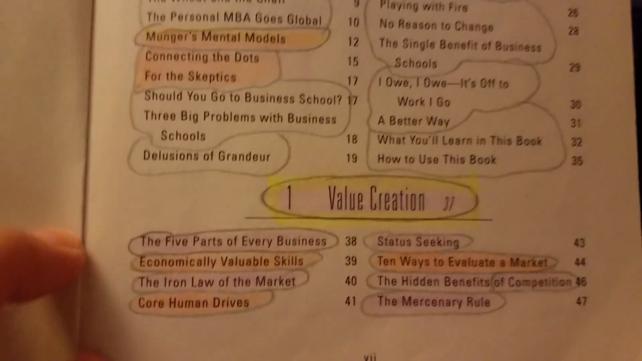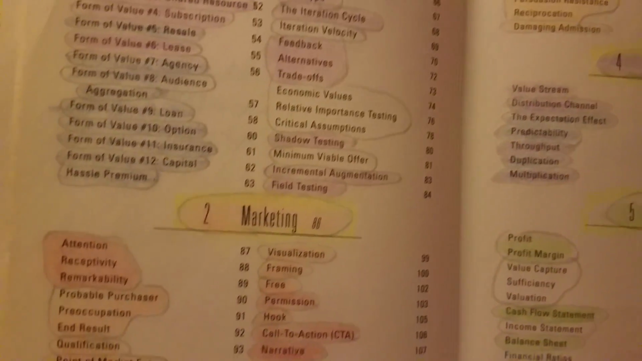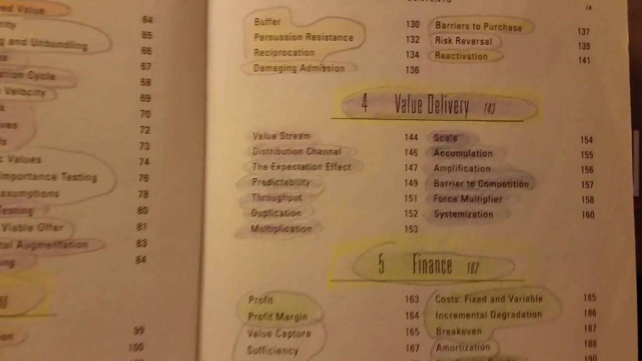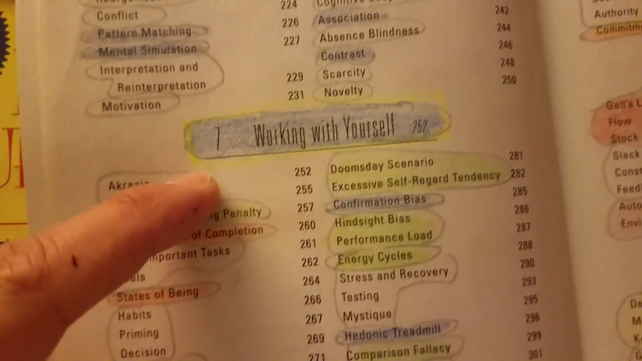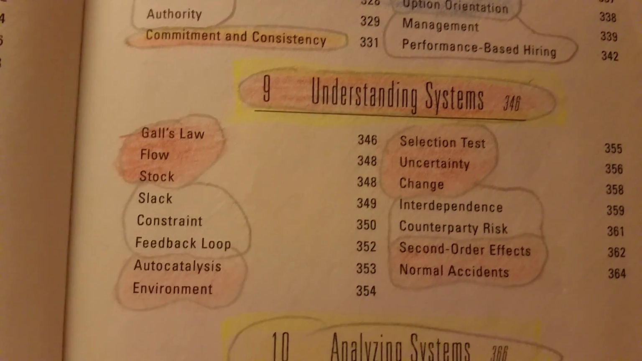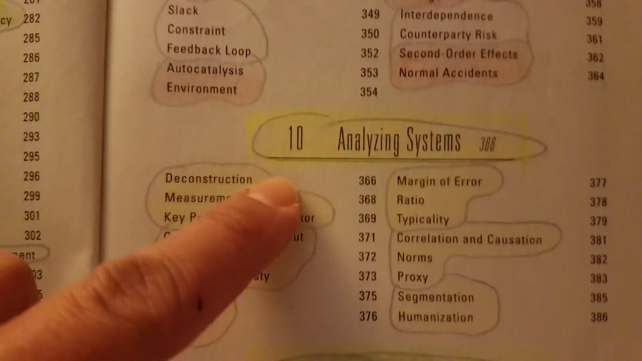These don't just apply to business, but you've got the main piece, value creation, and you've got value delivery. You've got the marketing, sales. Okay, here's the value delivery. You've got finance. You've got the human mind. And from there, working with yourself, working with others, understanding systems, analyzing systems, improving systems.